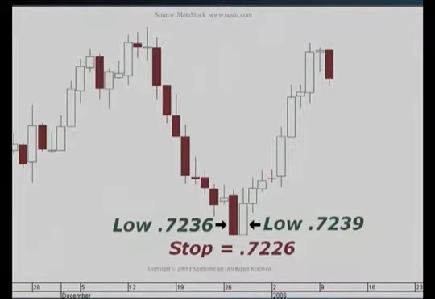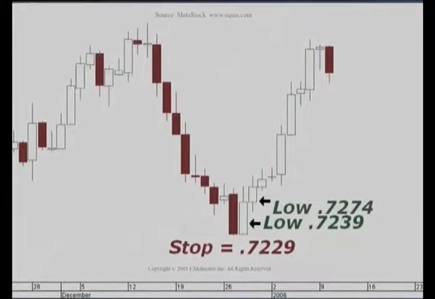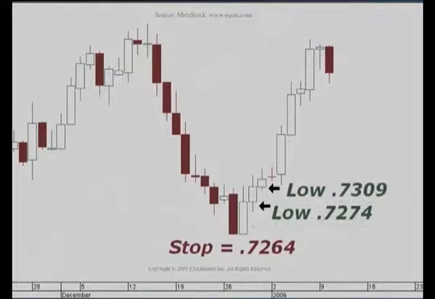Now let's assume the next candle closes. Now we have two candles with lows of 7274 and 7239. The lower of those two candles, the lower low, is 7239. So we'll place our stop at 7229, 10 pips below the lower low. And as the next candle closes, we'll see we have two candles again, each with a different low. The lower of those two lows is 7274. So our stop will be 7264, 10 pips beneath the lower low.